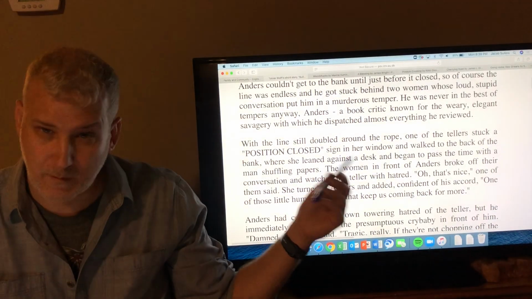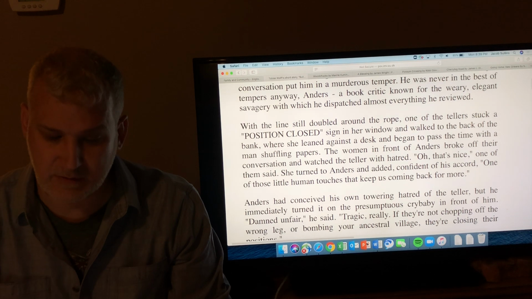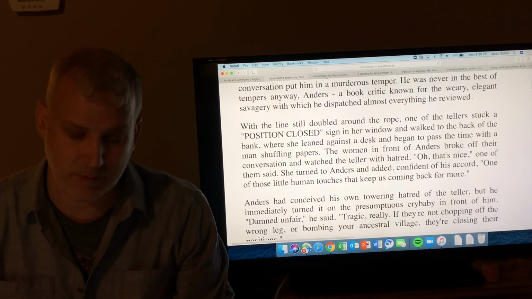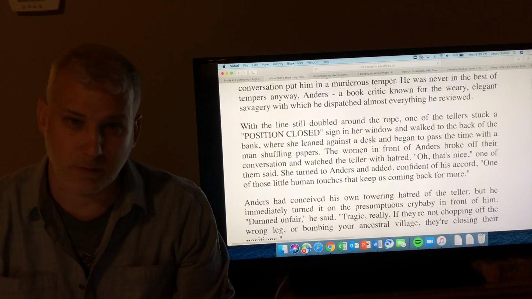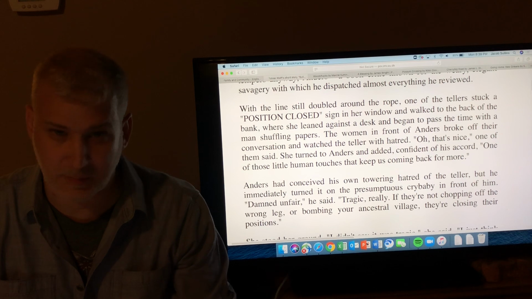To the point, the way that everything gets on his nerves is that even though he agrees with the other women in front of him who are annoyed with this clerk who closes her window, when one of them complains, he turns around and is annoyed with her. So he's just ugly to people.